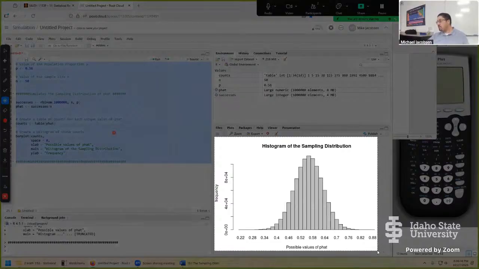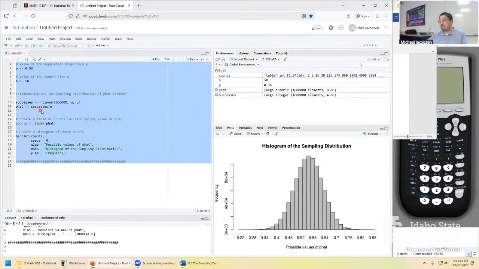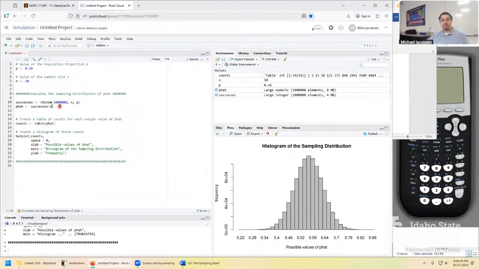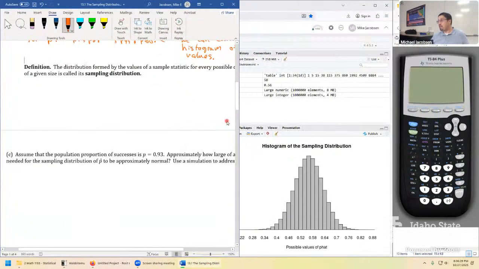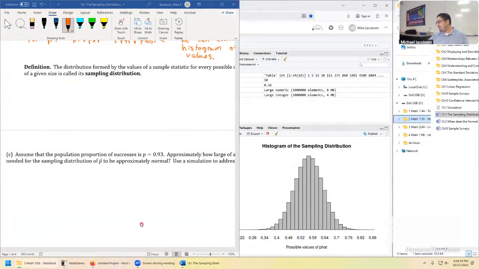These are all the possible values of p hat. Well, maybe not quite all. The technology can't go forever, but we ran this 1,000,000 times, and this is a pretty good approximation. So let me try to get my windows back in order.